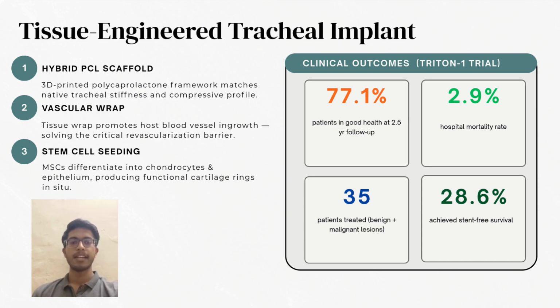The paper we studied highlights how modern designs tend to combine polymeric synthetic scaffolds with biological strategies to improve the outcome of the implant. For example, combining the scaffold with stem cells and vascularized tissue wraps, which promote integration and also survival after implantation, addressing both the need for mechanical strength and also blood supply.